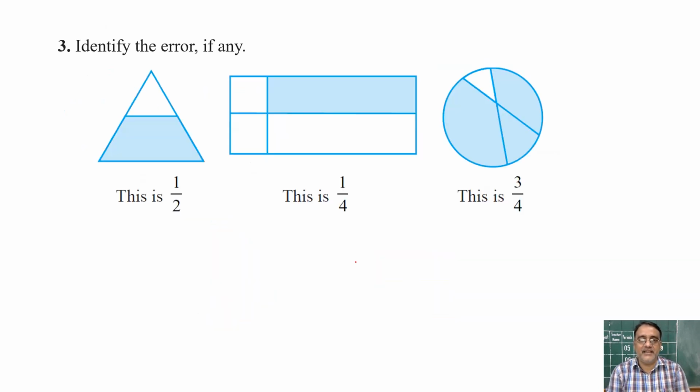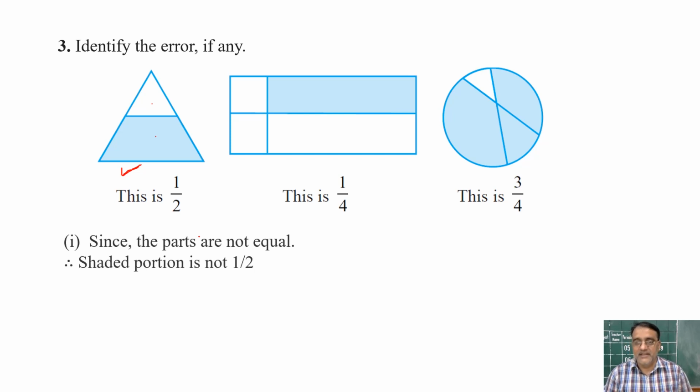Identify the error if any. The first is 1/2. Whether this is correct or wrong? Wrong. Why? Since the parts are not equal. Since the parts are not equal, therefore the shaded portion is not 1/2. Now the second one is also false.